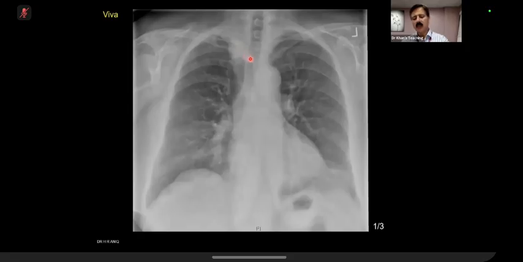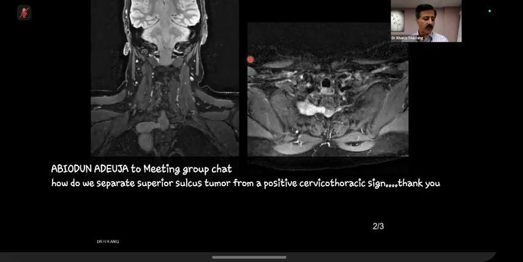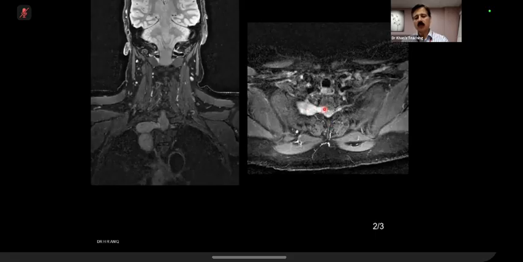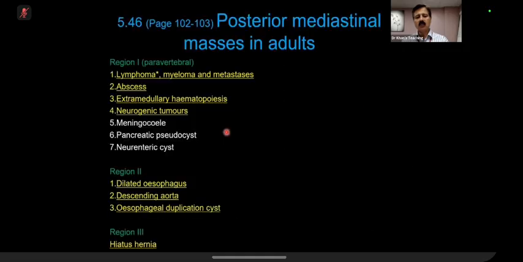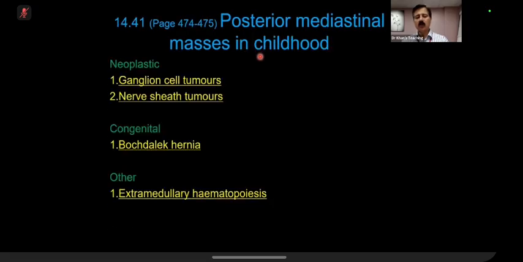What will you do next? And the answer will be cross-sectional imaging. You remember the differential diagnosis, and one of them is neurogenic tumor, and this was a neurogenic, classical dumbbell-shaped tumor which was going out. So this is it. These are posterior mediastinal masses in adults, and in children you also have nerve sheath tumors in the differential.